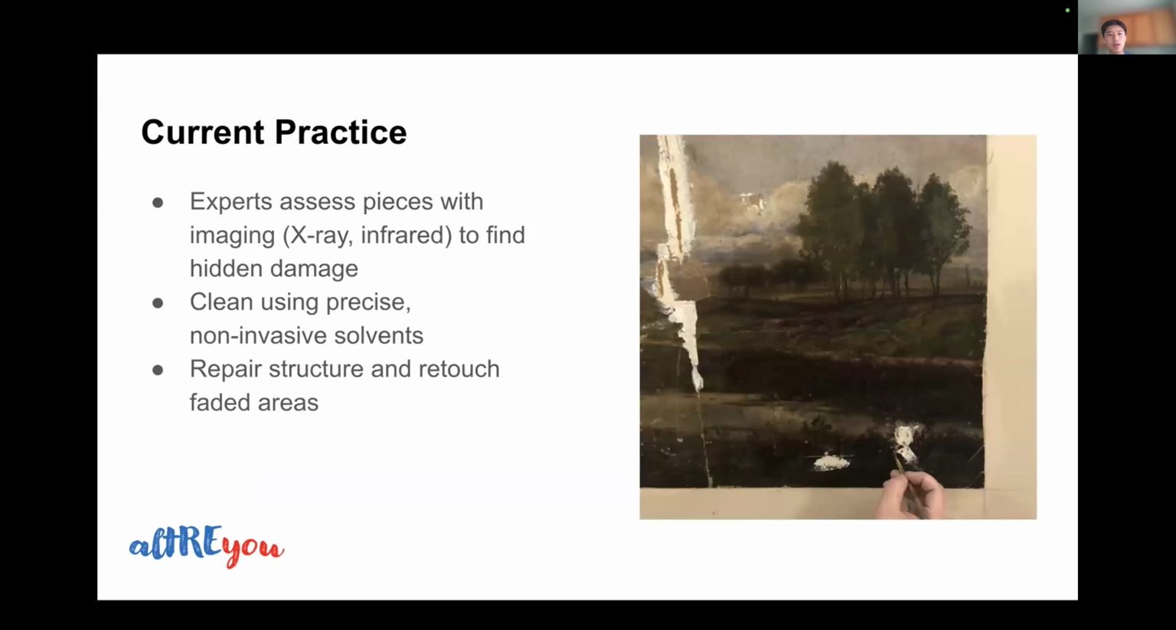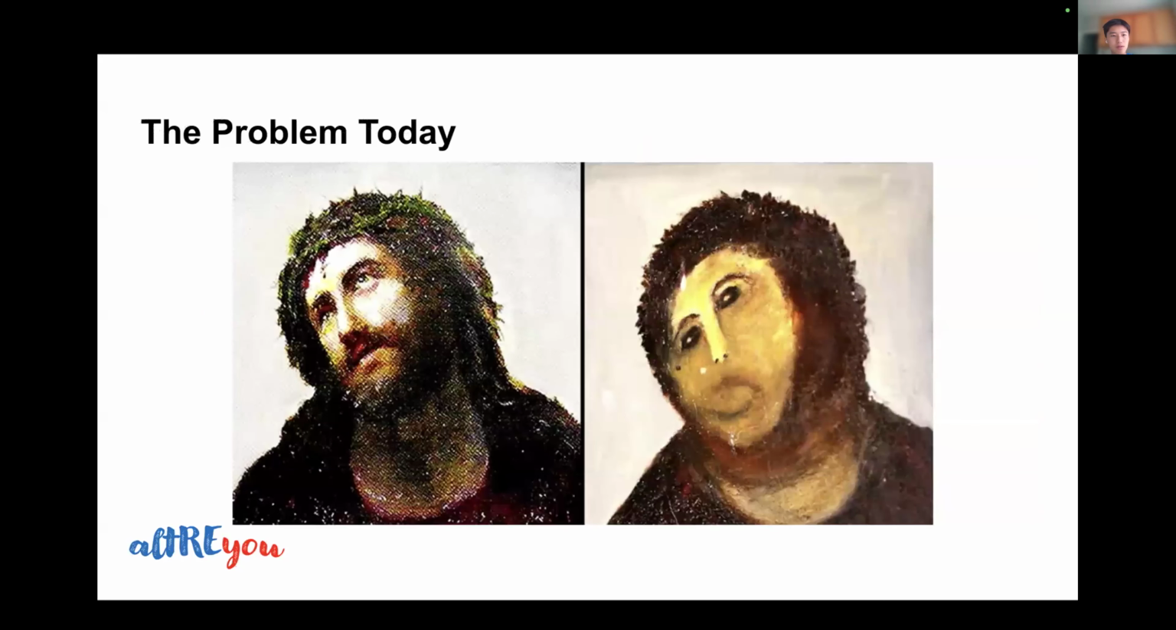Art restoration today combines science and craftsmanship. Experts first assess a piece using imaging techniques such as X-rays and infrared to detect hidden damage. They then clean it with precise, non-invasive solutions, repair structural issues, and finally retouch faded areas. However, restoration is a slow and expensive process, and therefore not many art pieces are properly restored, and experts may rush the process, leading to results like this.